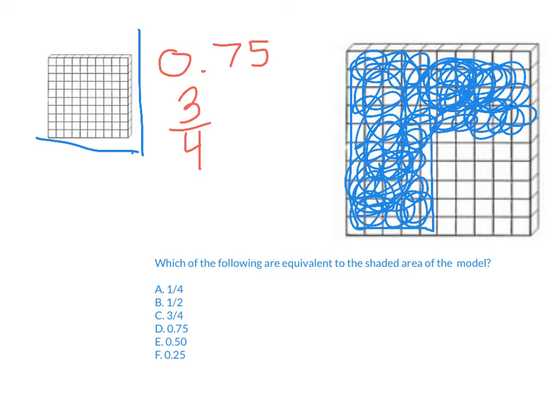So I can get rid of 1/4 because that would be 25 hundredths. I can get rid of 1/2 because I see that there's more than half of that shaded in. C is correct, and I know D is correct because that's my decimal I've represented. 50 hundredths is equivalent to 1/2, and 25 hundredths would be equivalent to 1/4. Because I remembered that 1/4 equals 25 hundredths, I was able to realize that there are 3 25s in 75, so that would give me 3/4.